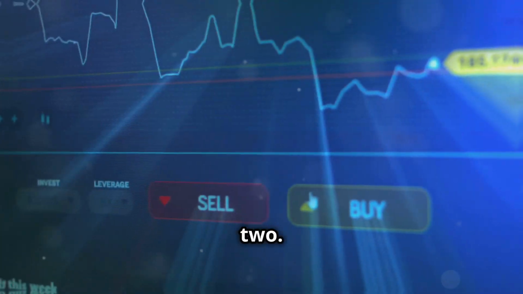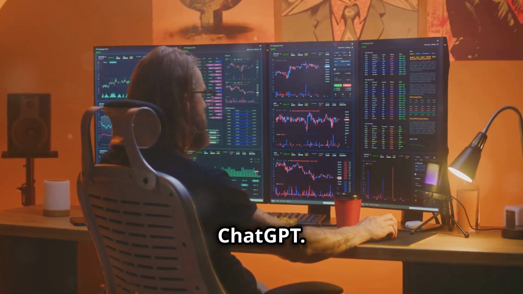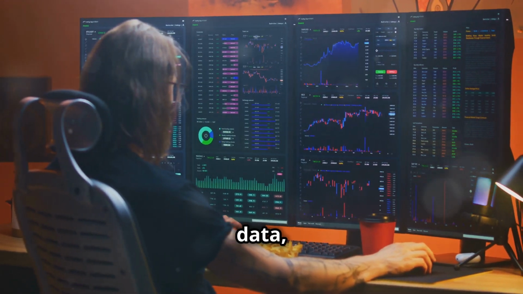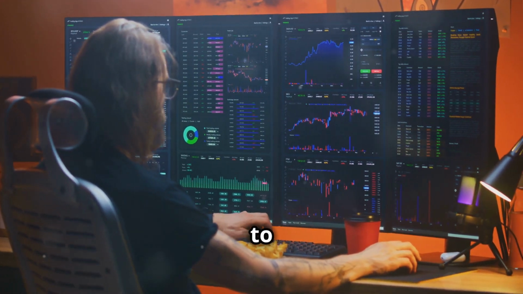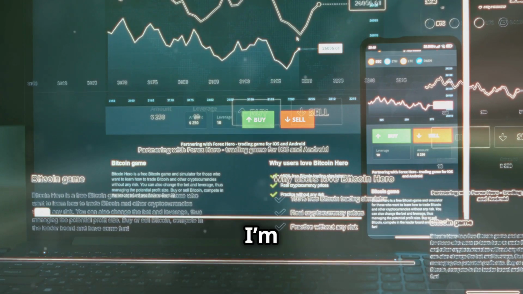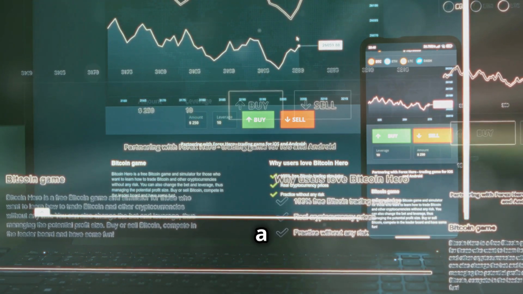Tip 2. Now let's talk about using ChatGPT. When I ask it to review a website or currency data, I usually follow up with 2 to 3 more questions. It's crucial to specify that I'm looking for a strong currency versus a weak one.